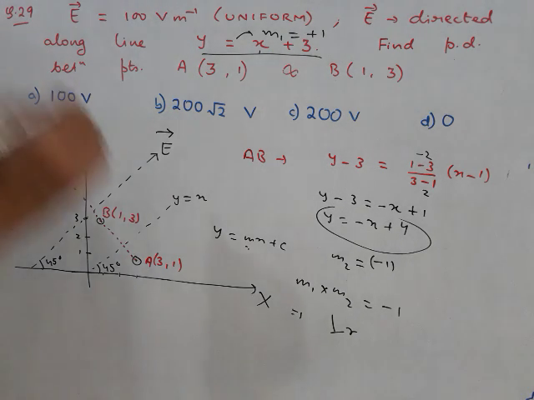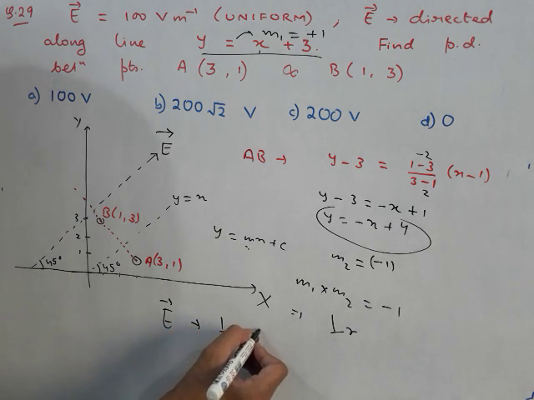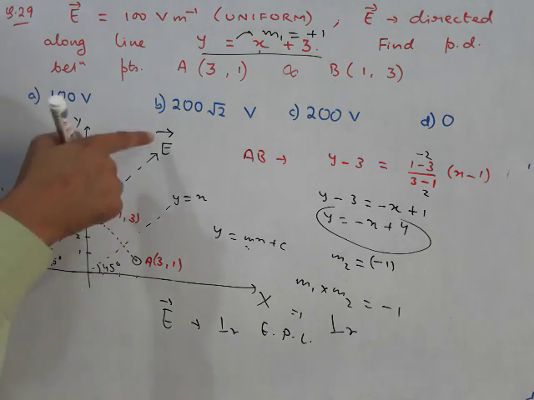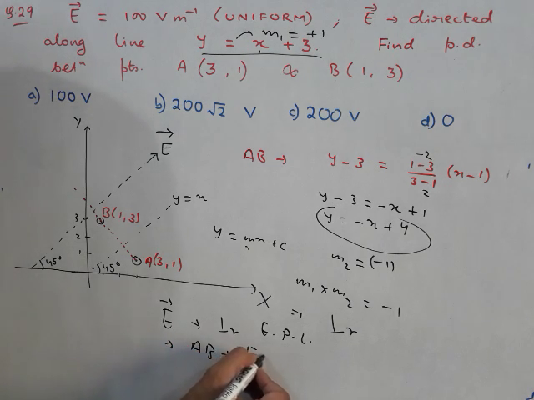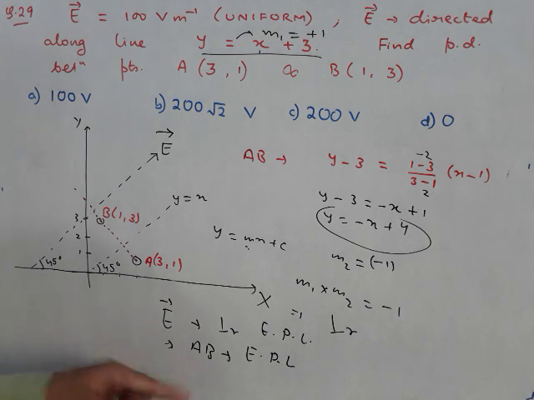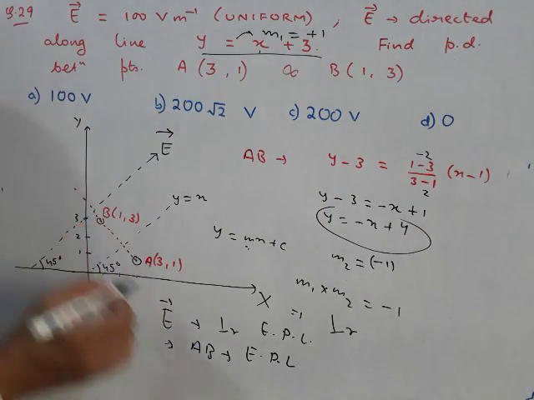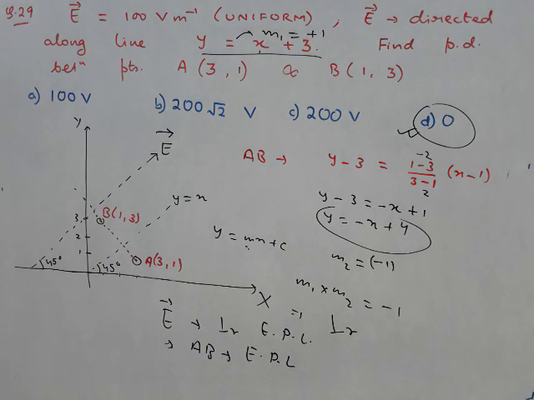We know that the electric field direction is always perpendicular to an equipotential line. Since this is the direction of the electric field and this line is perpendicular to the electric field, hence we can conclude that the line AB is an equipotential line. Equipotential line means all the points on line AB are at the same potential. If all of them are at the same potential, then the potential difference between any 2 points on this line must be how much? 0. That is the answer to this particular question.